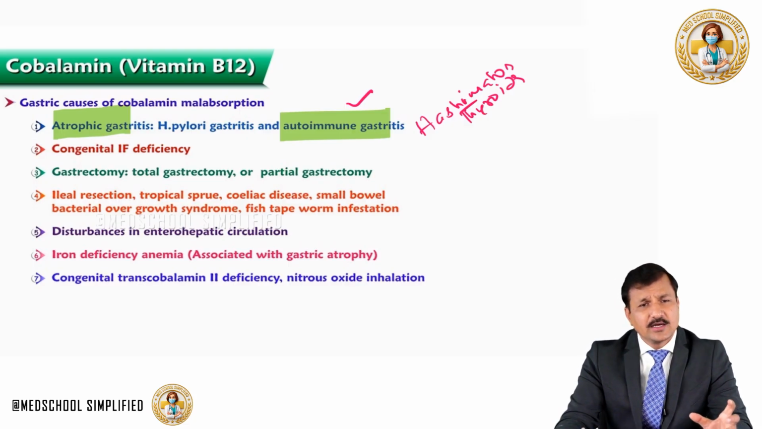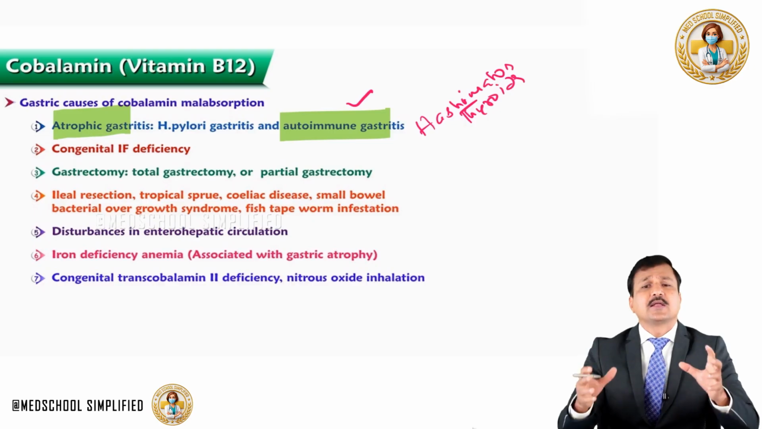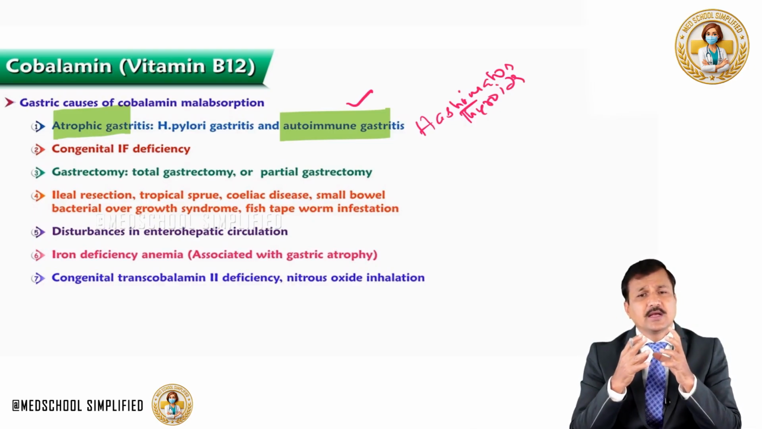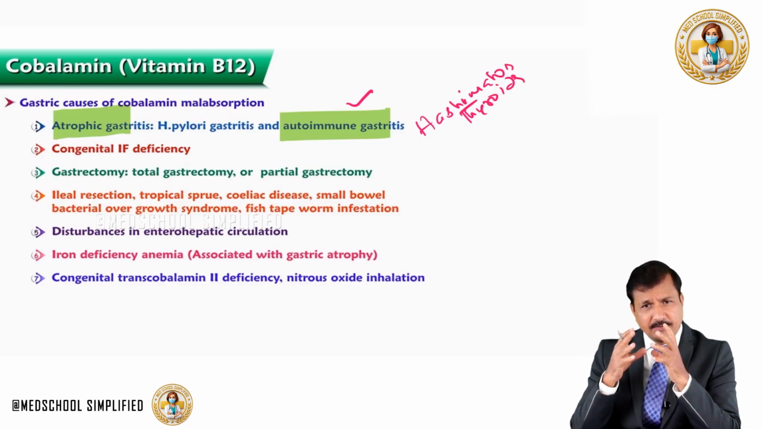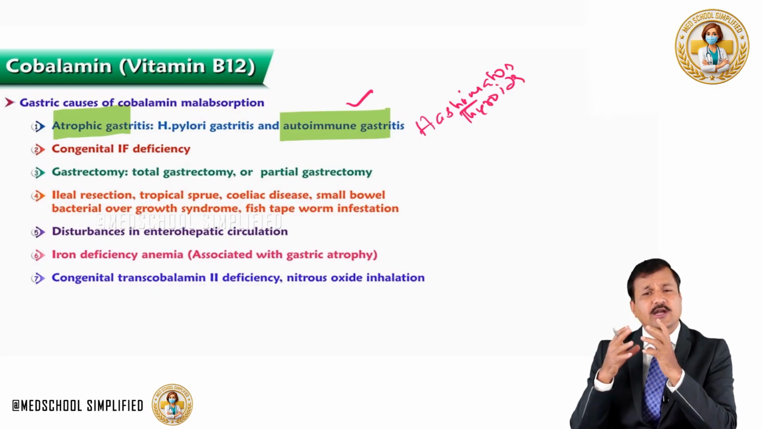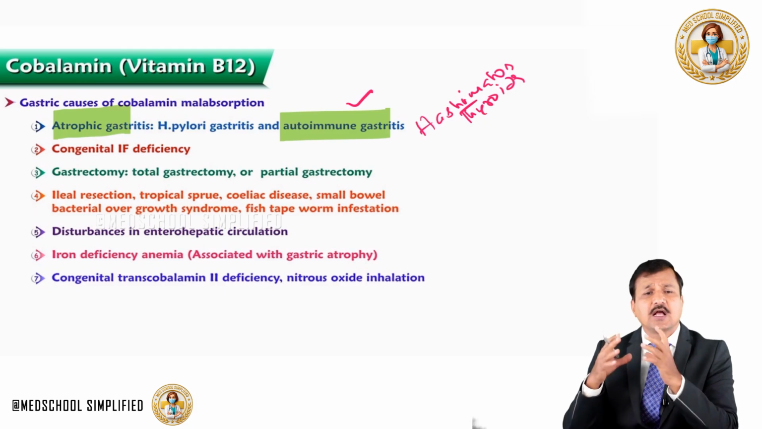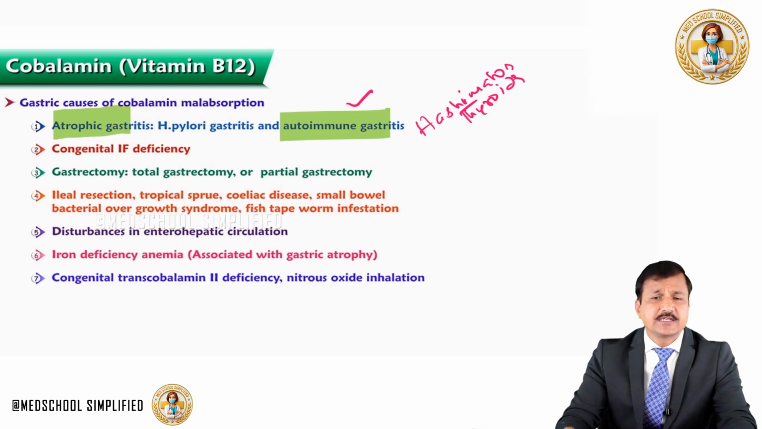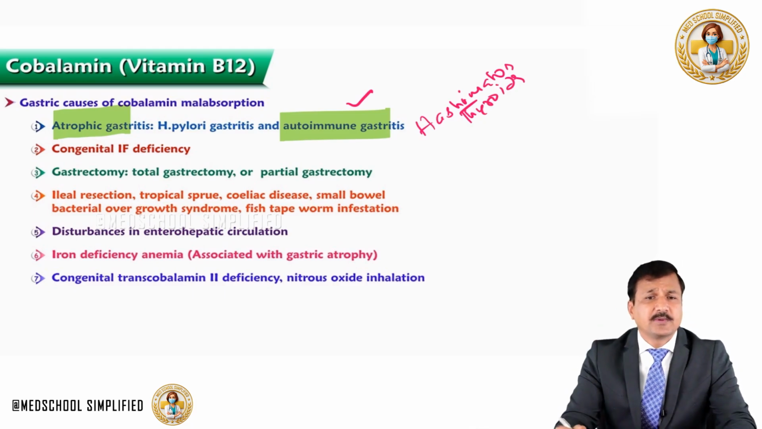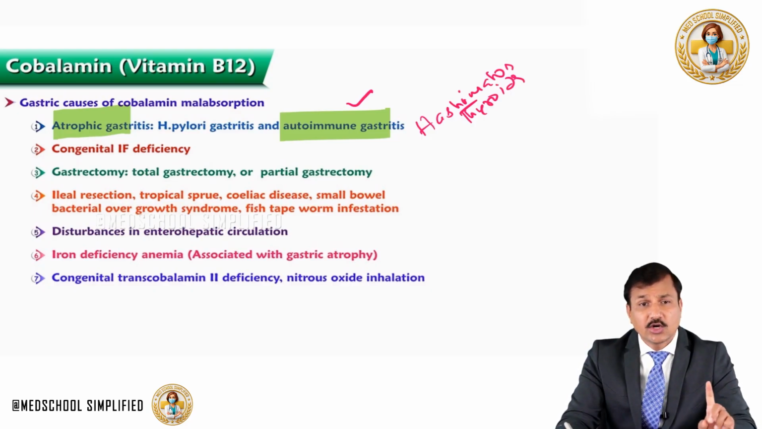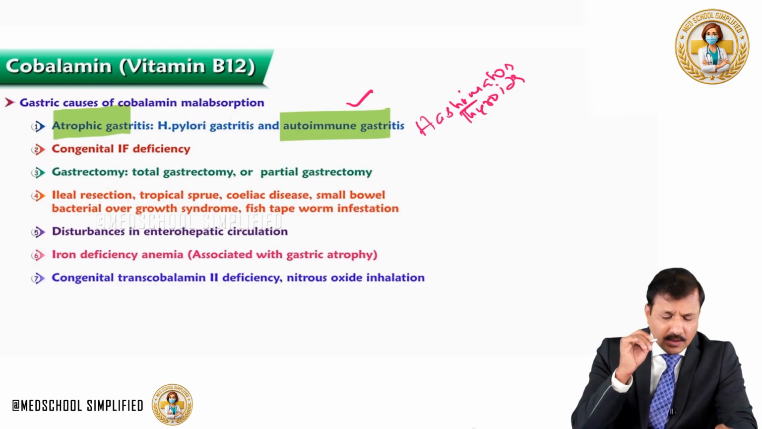These patients will have autoantibodies against intrinsic factor. Thereby, parietal cells are destroyed, which decreases the availability of intrinsic factor, and when intrinsic factor is decreased, the vitamin B12 absorption mechanism is affected. So, atrophic gastritis caused because of H.